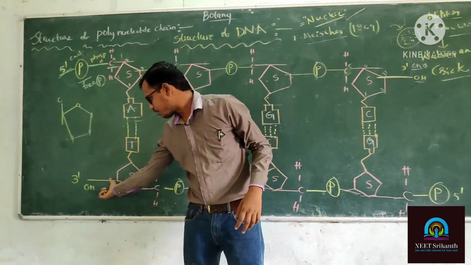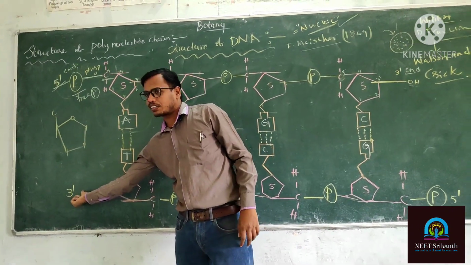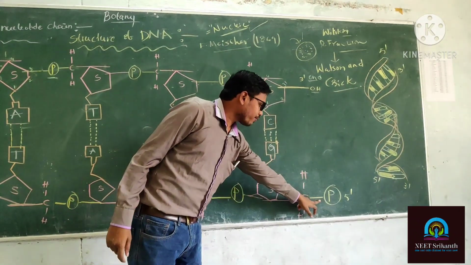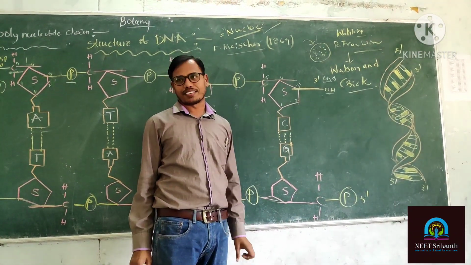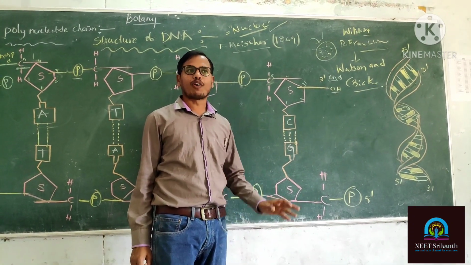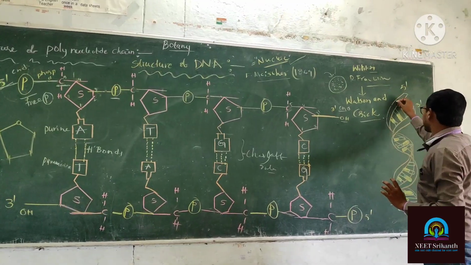Here it is also the same. A free OH group is present at the 3rd position. That's why it is called the 3 prime end. And a free phosphate is present at the 5th position. That's why it is called the 5 prime end. It is clear. Okay. This is called polarization of DNA.